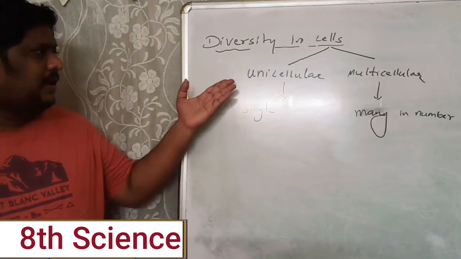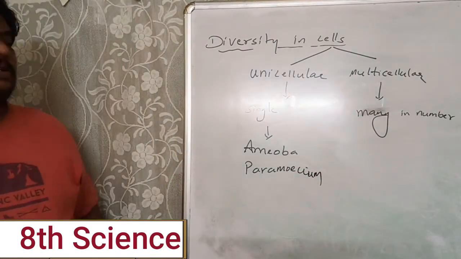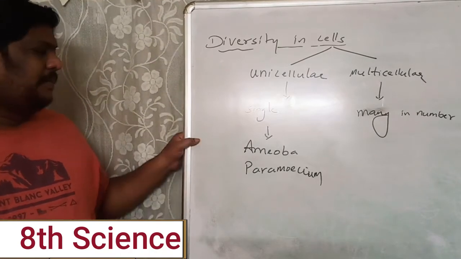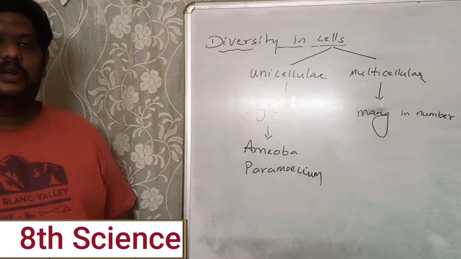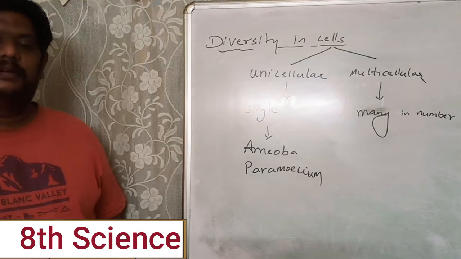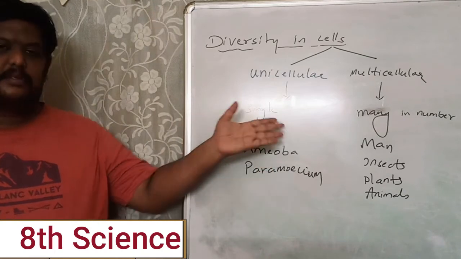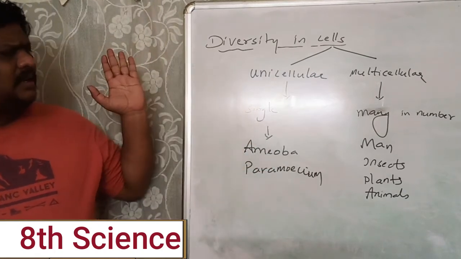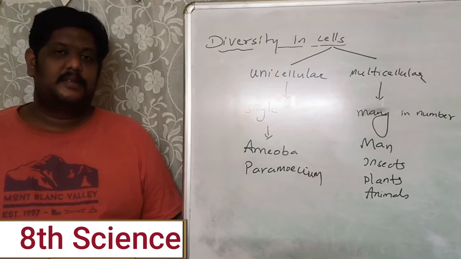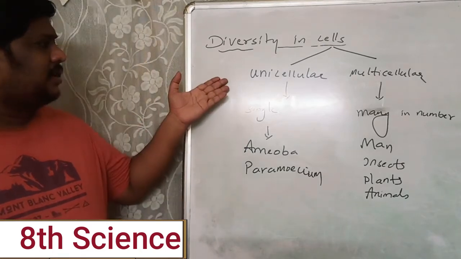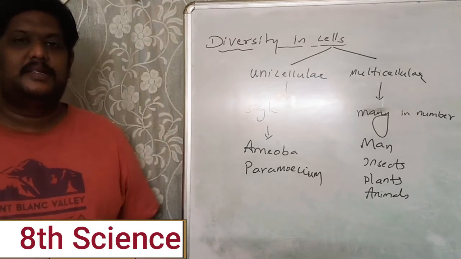If you have to give an example of a unicellular organism, you can take the examples of amoeba and paramecium. Amoeba and paramecium are unicellular organisms. Whereas when you come to the multicellular, what's the best example you can take? You can take man, insects, plants, even animals. Insects also come under animals. You can take n number of examples like this, which are made up of many cells, millions of cells. But when you come to the unicellular, you can take the amoeba and paramecium, which are made up of only one single cell. Okay, children.